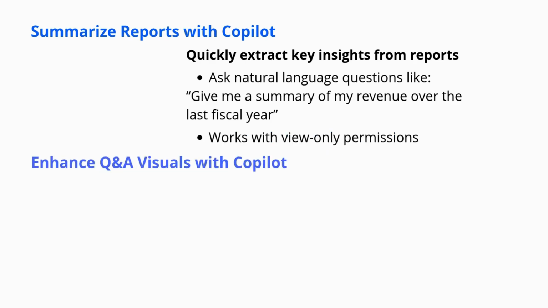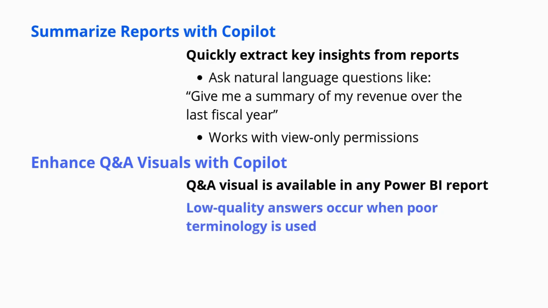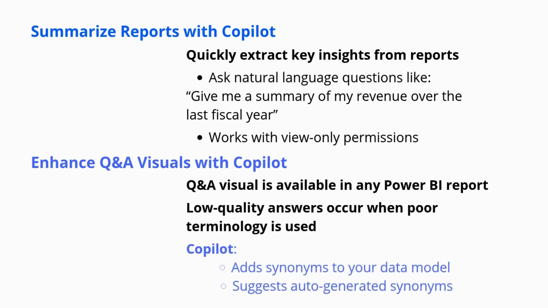Enhance Q&A with Copilot in Power BI. The Q&A visual is available for any Power BI report. It can produce low-quality answers if users do not use good terms. Copilot in Power BI adds synonyms for data in your model and suggests automatically generated synonyms, giving a greater chance at a good Q&A experience for your users.